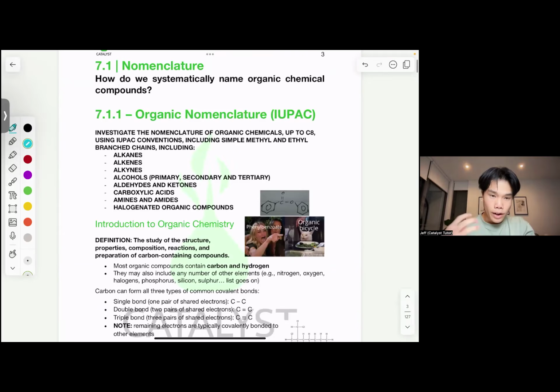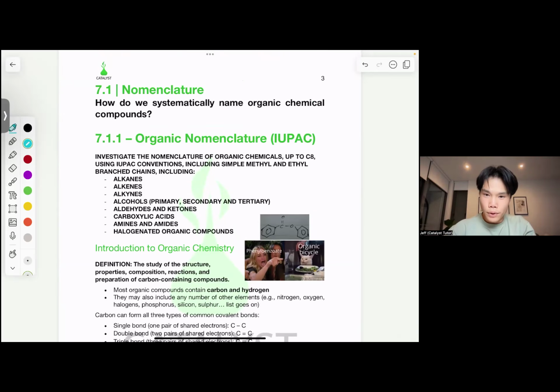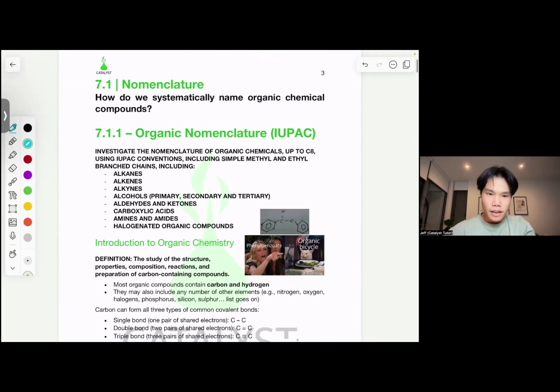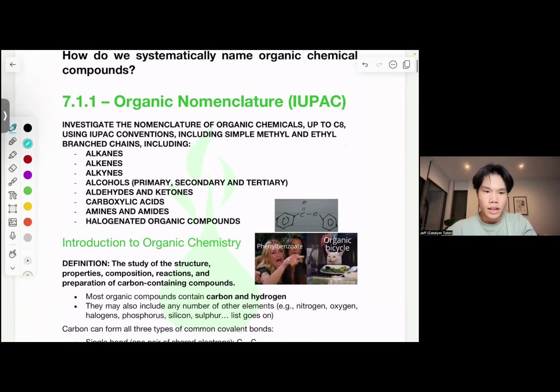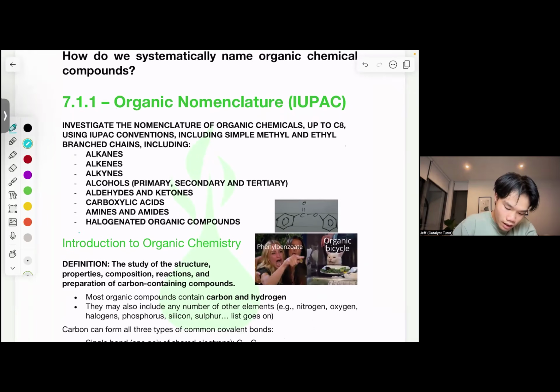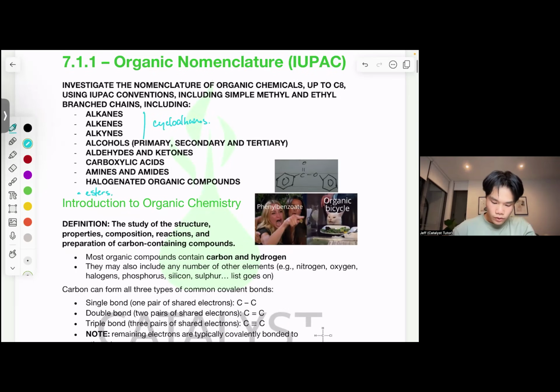So we'll crash through the nomenclature because most of you should have done this by now. In terms of nomenclature, we have to be able to name alkanes, alkenes, alkynes, alcohols, tell their primary, secondary, tertiary, name aldehydes and ketones, carboxylic acids, amines, and amides, as well as halogenated organic compounds and esters, which aren't on this list. And also I'll mention cycloalkanes as well. So we'll run through them very, very quickly.